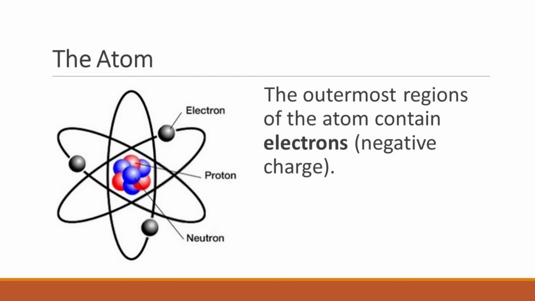Later, in the outermost regions of the atoms, we might find another type of particle we call electrons. Electrons have negative charge. And as I said, they are located in the outermost regions of the atoms. They are located far, far away from the nucleus.